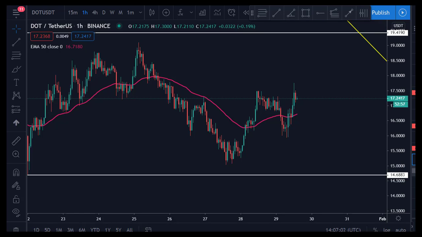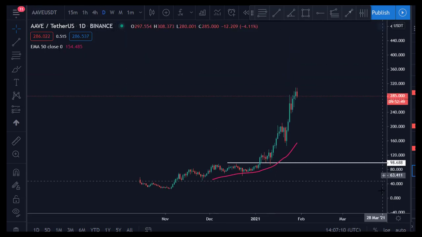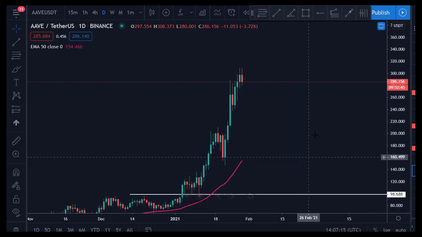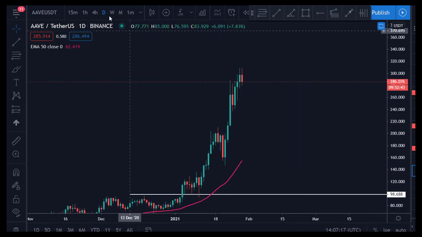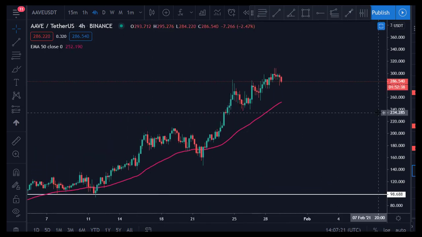So let's take a look at the other one, which I call the Aave USD. Okay, let's start from daily, so we can see the market is always advancing. It's advancing. Then we come to 4 hours. So what do you see? In 4 hours, what we see here, let me use.